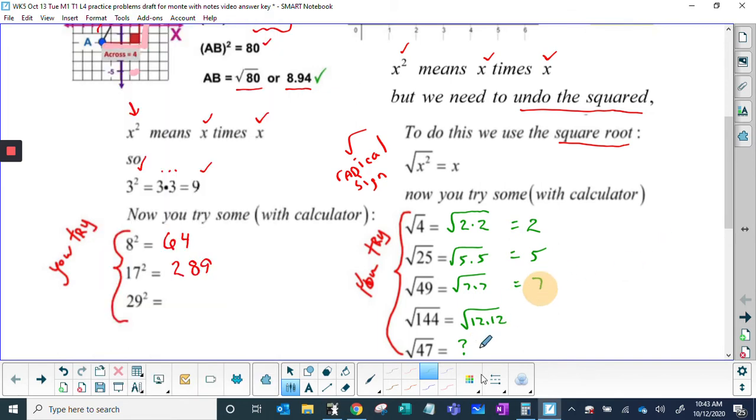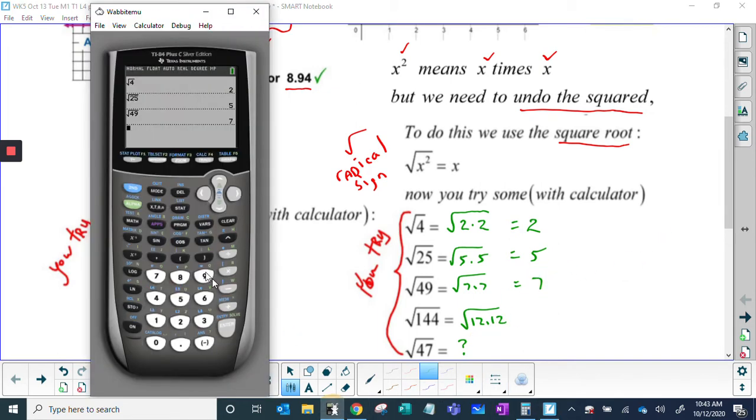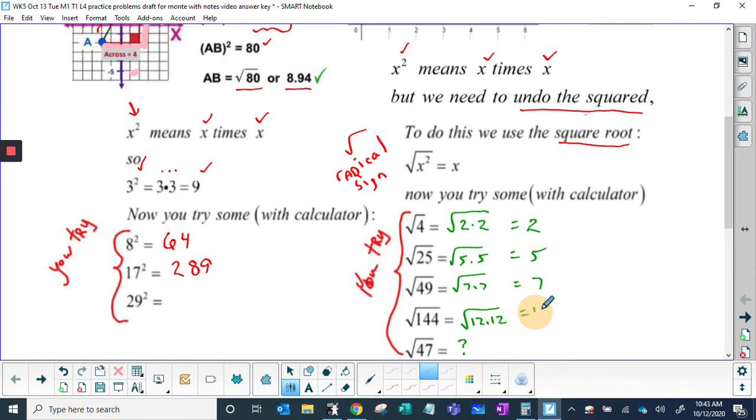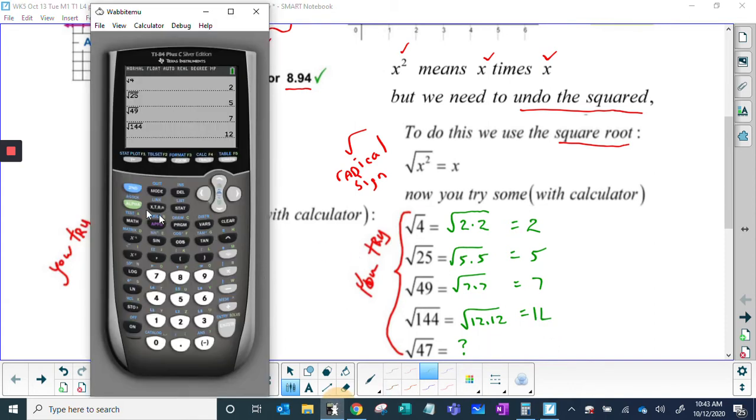Square root of 144, 12. Okay, well, what if they're not perfect squares like this? Square root of 47. Well, if the square root of 49 was 7, this is going to be 6 point something, right? Well, we don't want to estimate. We want to use the calculator.